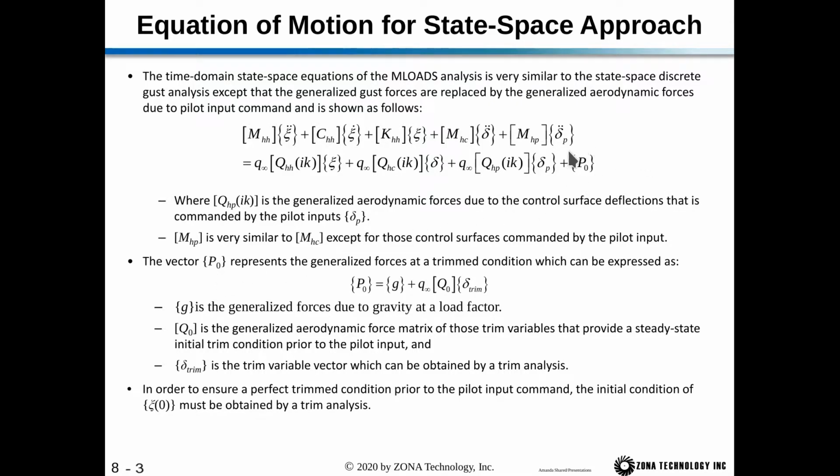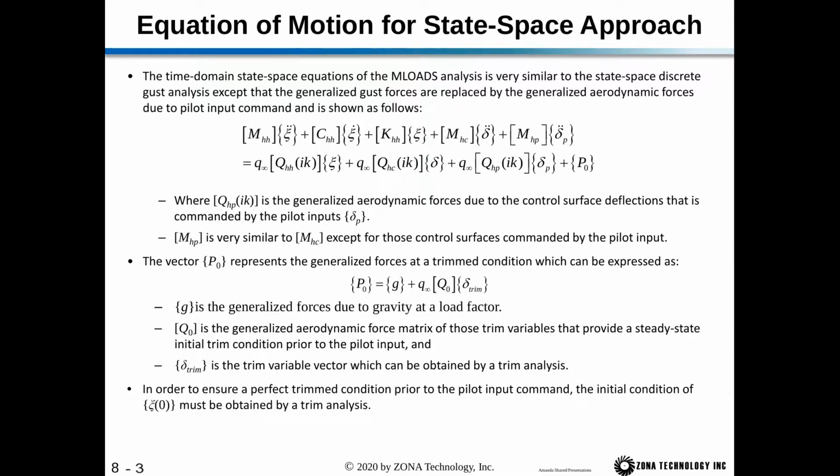So next, moving on to the P0 vector here. The vector P0 represents the generalized forces at a trim condition, which can be expressed as G plus Q infinity times Q0 times the delta trim. So G is the generalized forces due to gravity at a given load factor. This Q0 here is the generalized aerodynamic force matrix of those trim variables that provide the steady state initial trim condition prior to the pilot input. And then delta trim is the trim variable vector, which can be obtained by a trim analysis.